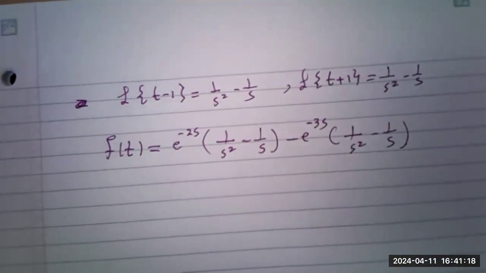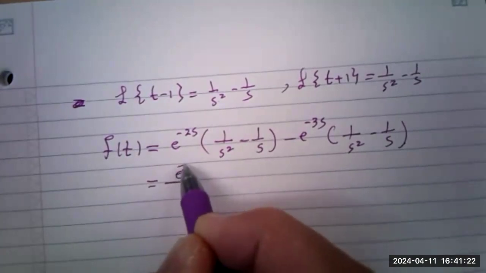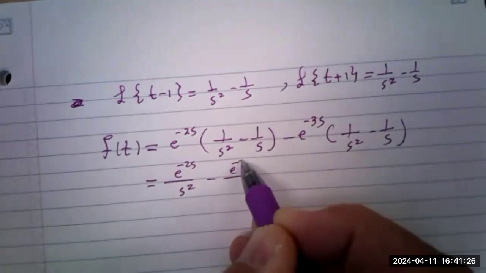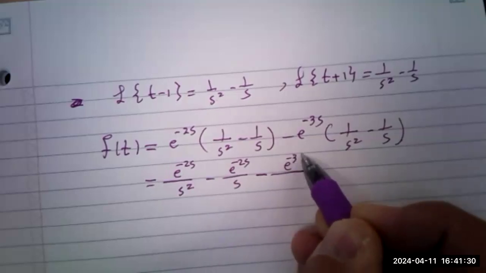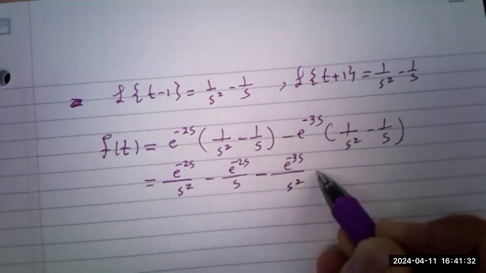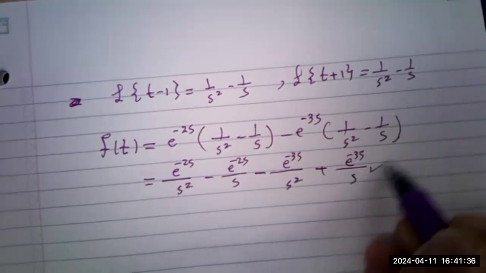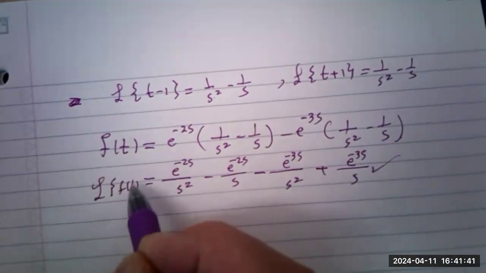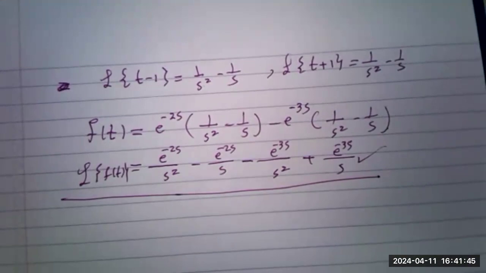So if you put them all together, what's going to be the final answer? The final answer is e to the negative 2s over s squared minus e to the negative 2s over s minus e to the negative 3s over s squared plus e to the negative 3s over s. So that gives you Laplace of f of t in general. Any question?